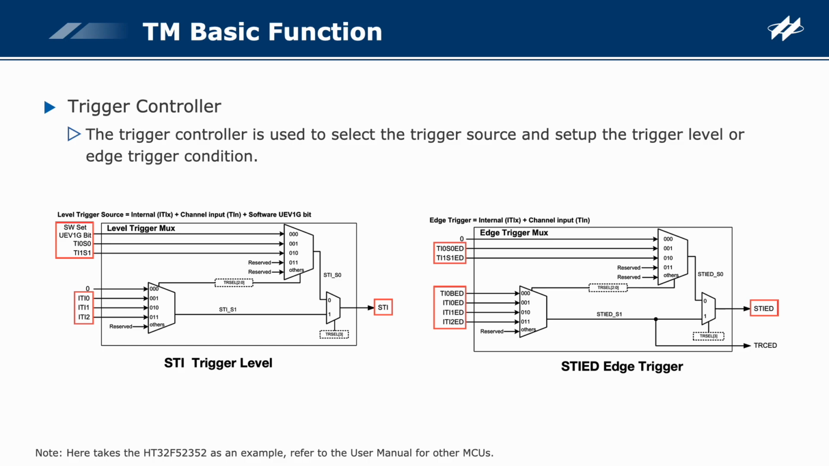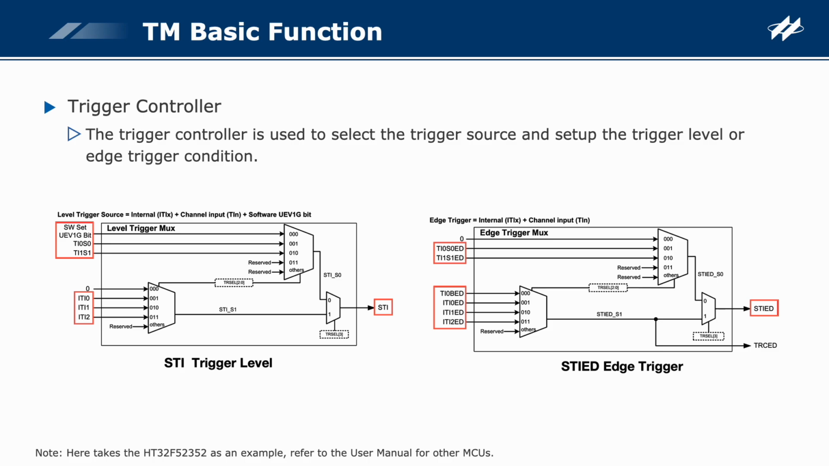The trigger level condition depends on the input signal high and low level. Therefore, the STI level trigger source can be the UEVG bit, TI0S0, TI1S1, ITI0, ITI1, or ITI2. However, the channel 0 edge detector TI0BED is generated by TI0 passing through the edge detector and does not have a high or low state. Therefore, it cannot be used as an STI level trigger source.